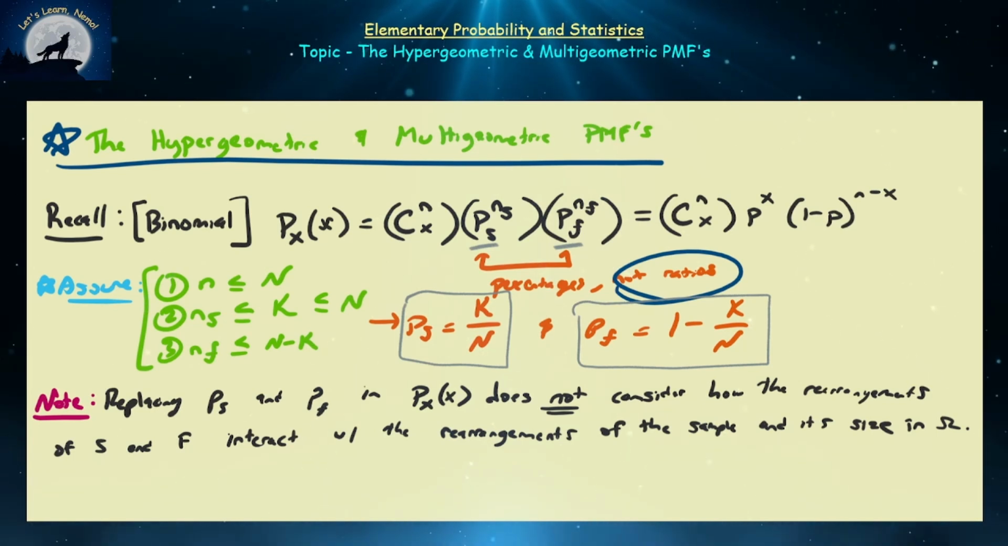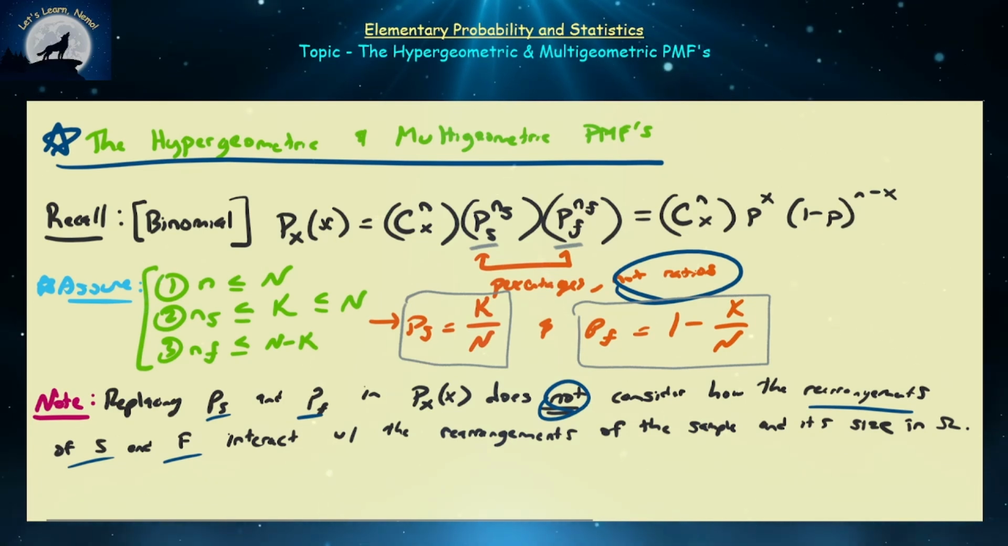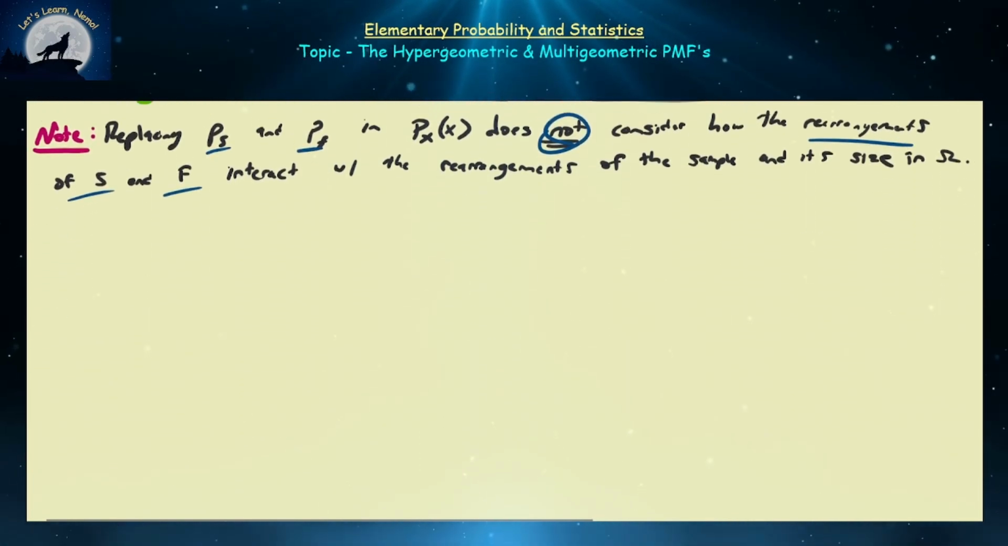Just replacing PS and PF by K over N and its complement does not consider how the rearrangements of those successes and failures interact with the rearrangement of the samples of size n within our population of size capital N. Technically there are three different rearrangements: the rearrangements of the successes, the rearrangements of the failures, and the rearrangements of the samples within our population.